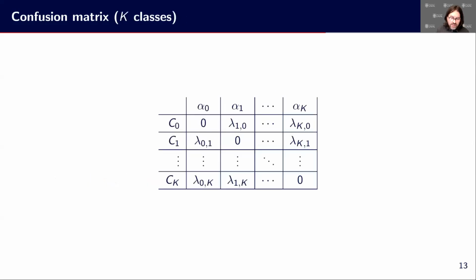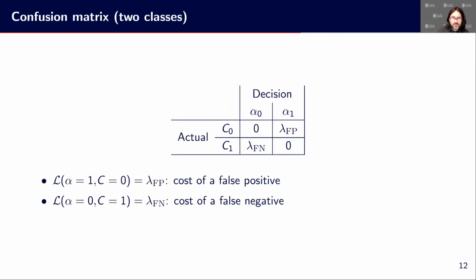With k classes, this is just a generalization of that matrix. On the diagonal, the cost is 0 because everything is fine. And elsewhere, we have the cost of, for example here, picking alpha 1, so we are making a decision associated to class 1 while it is from class 0. This is the fact that we are mistaking a sample as class 1 while it is from class 0, and so on for all the other possibilities.